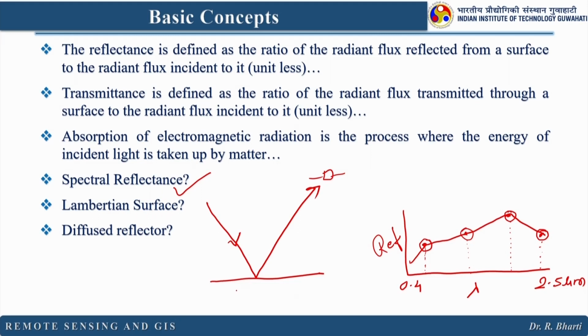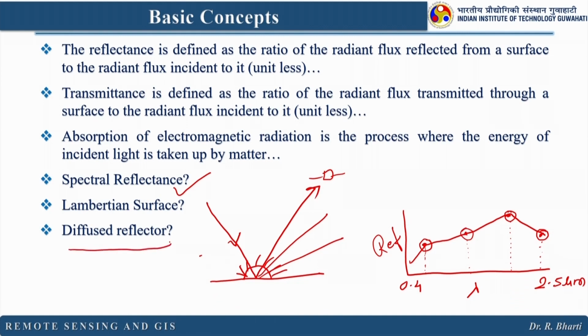So when you have a perfect reflector, what will happen? This will act as a mirror and it will reflect an equal amount of energy in all directions, which is very rare in natural conditions. So natural materials are not Lambertian in nature, they will have different responses in different directions, right. So a Lambertian surface is a perfect reflecting material which can reflect an equal amount of energy in all directions. It doesn't matter whether you measure here, here, or here, your information will be the same.